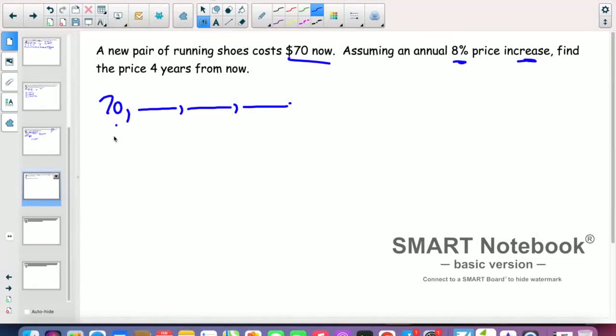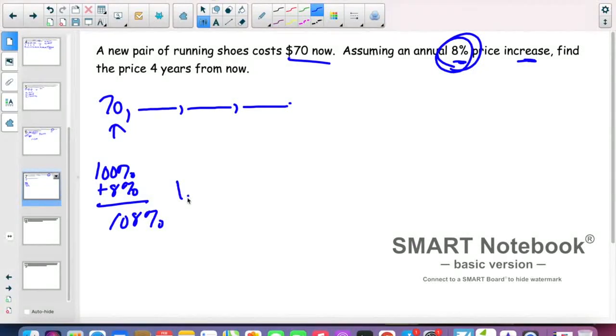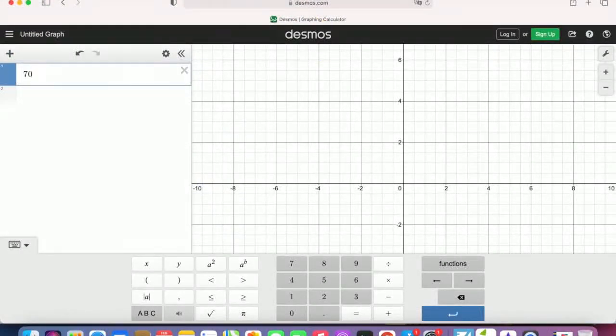Well, if this is 100% of the price and it's increasing by 8% per year, our R value is that 100% plus 8%, or 108%, which is, as a decimal, 1.08. That is our R value. So we're going to multiply each term by 1.08 to get the next term. So I'm going to go into Desmos. I'm going to put in the original price, and I'm going to multiply that price by our R value, 1.08.